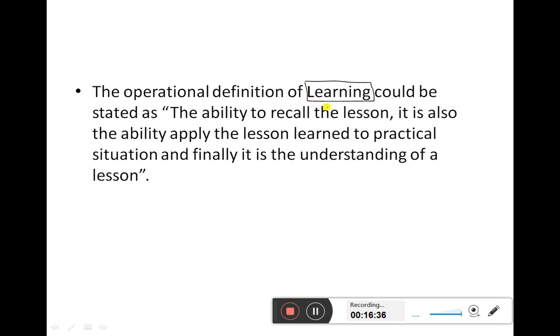Learning, it is the ability to recall the lesson. Second, it is the ability of practicality. Whatever I have learned, I have to practically apply it. The third dimension is the understanding of a lesson.